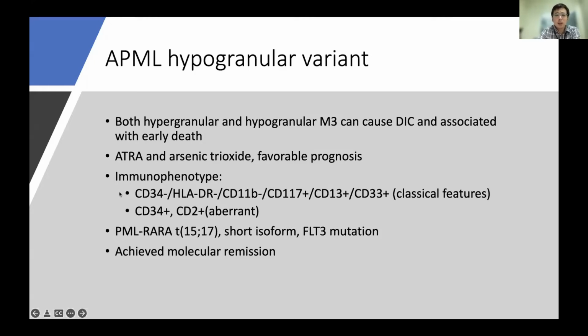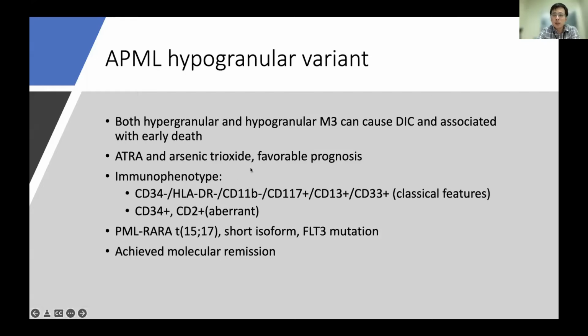So in this case, the immunophenotype also confirmed this is a case of APML with the classical CD34 negative, HLA-DR negative, CD11b negative, CD117 positive, CD33 positive. However, in the hypogranular variant, you are not surprised to see a small proportion of these blasts or promyelocytes can have CD34 expression and CD2 aberrancy.